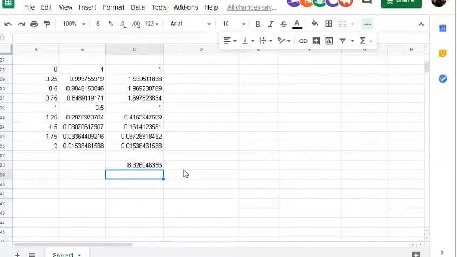I've got 1 over 8 times that total, 8.3260. So I want to take this and divide it by 8. So equals, and then click this cell, divide by 8, and that's the trapezoid estimate for the area underneath that curve. So about 1.0407, which is pretty good. 1.0407. Nice.